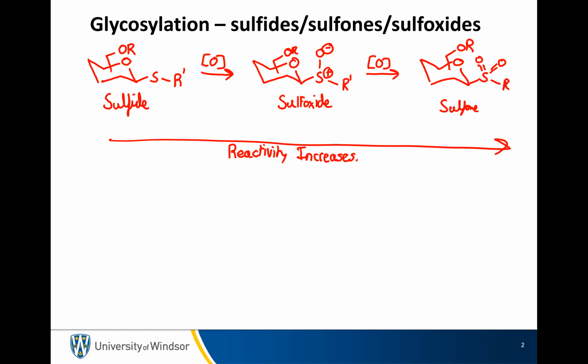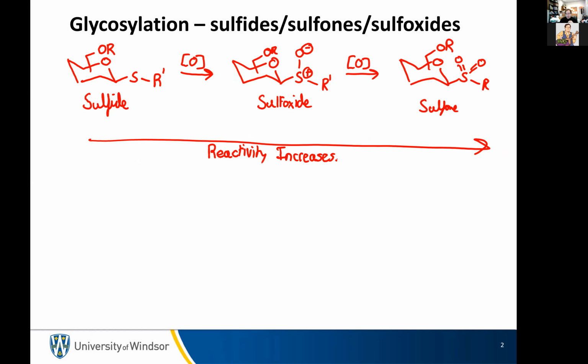So this is really useful because let's say you have a complex series of reactions. Maybe a sulfone or a sulfoxide wouldn't survive those reactions, but a sulfide would. So you can carry it along as a sulfide, and then when you're ready to do something with this anomeric position, do glycosylations, you can turn it into a sulfoxide or a sulfone. So it acts as a way to mask and protect that anomeric center and prevent it from reacting until you're ready for it to react.